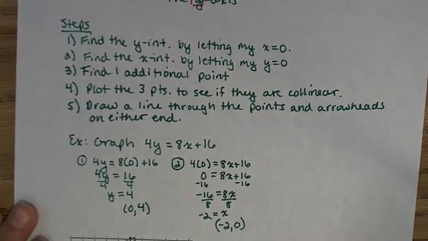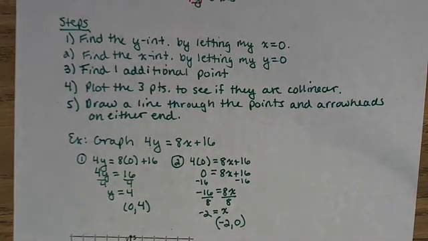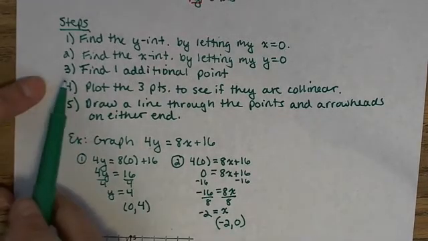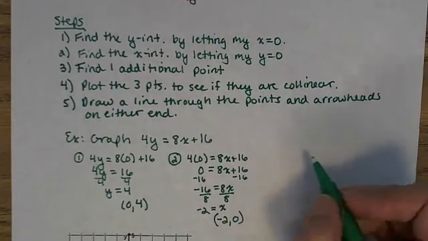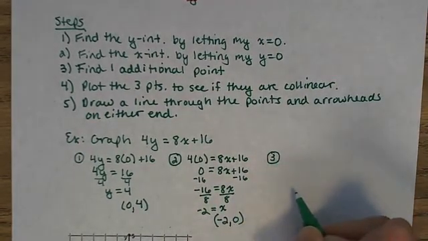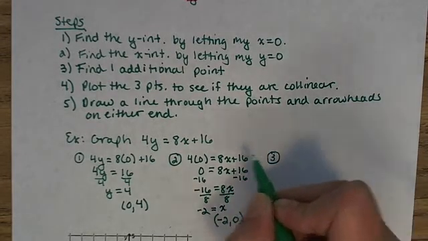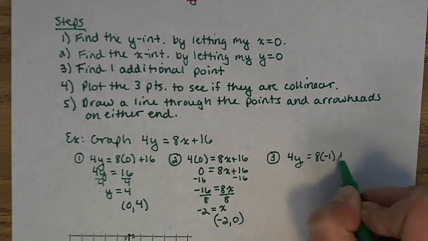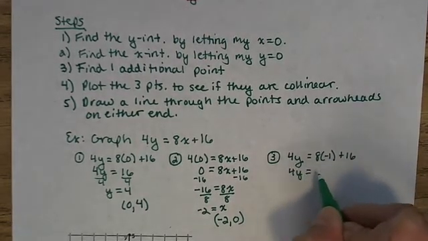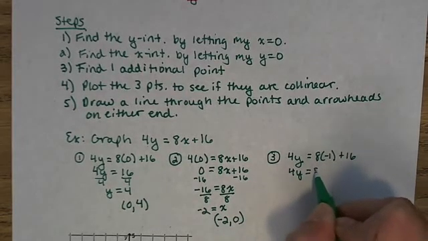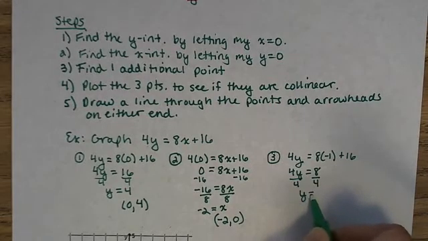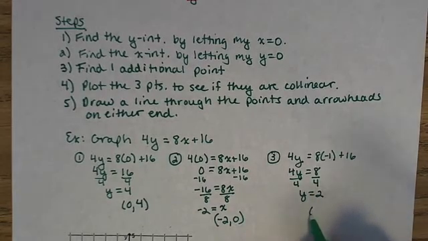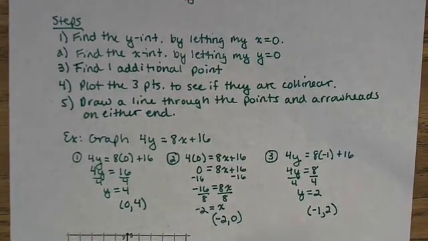Now again, it only takes 2 points to graph a line, but to ensure that I have the correct x and y intercepts here, I'm going to find one additional point as noted in step 3 here. So we can choose any value that we want here, and I'm going to choose a value of, say, x equals negative 1 and plug that in. So I'm going to look at 4y is equal to 8 times negative 1 plus 16. So 4y is equal to negative 8 plus 16. Well, that's going to give me 8. Divide both sides by 4, and y is equal to 2. So an additional point here is I plugged in negative 1 for x. I came out with a y value of 2. And so I now have 3 points that I believe are on the graph of this particular linear equation.